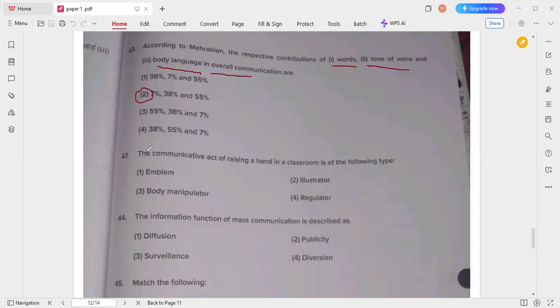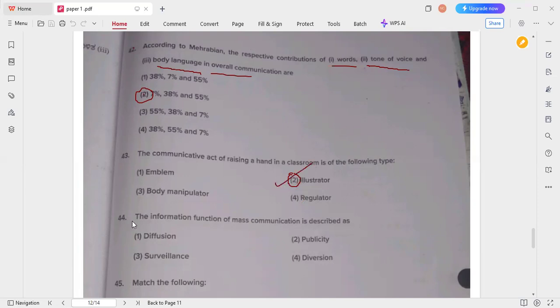Okay. So next one, the communicative act of raising a hand in a classroom is the following type, that is, illustrator. Regulator is also a candidate. Illustrator or regulator? I'm confused with these two. Communicative act of raising a hand in a classroom is the following type. So not regulator actually. This act of raising a hand in a classroom is usually called an illustrator gesture. Okay, option 2 is the correct answer.